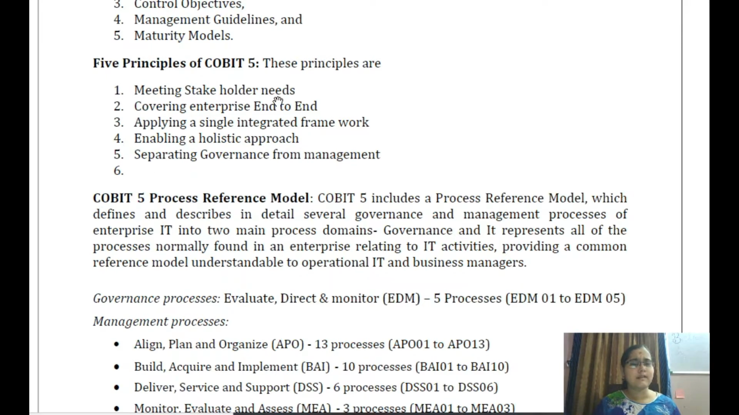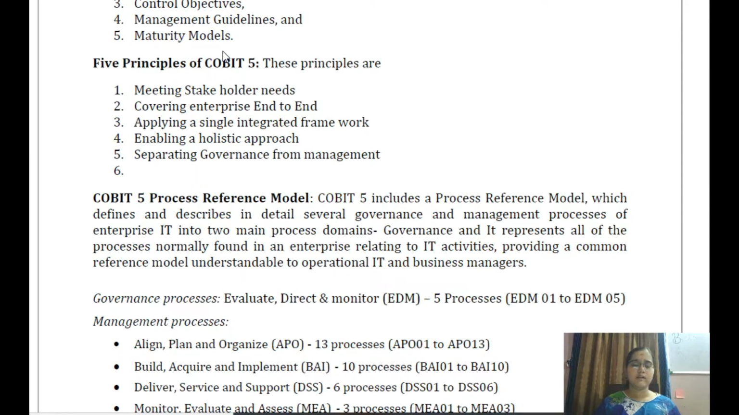You can try to remember like that, or I think there's no need for an acronym here. You can just easily remember it. Meeting stakeholder needs, covering enterprise end to end, applying a single integrated framework, enabling a holistic approach, and separating governance from management. Let us see them in a brief manner.